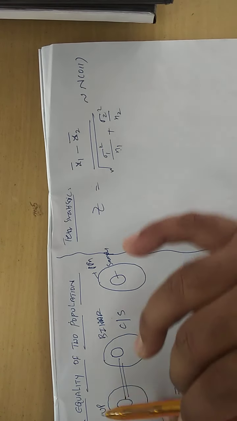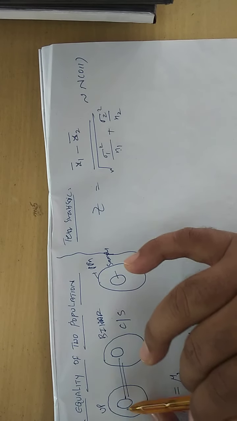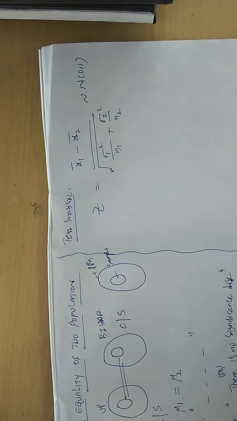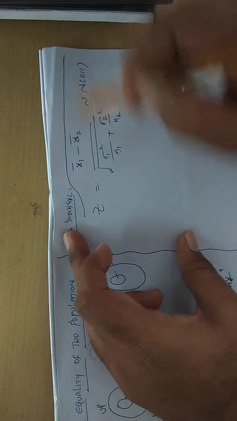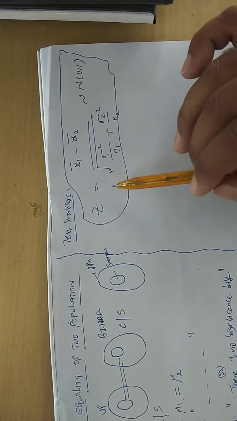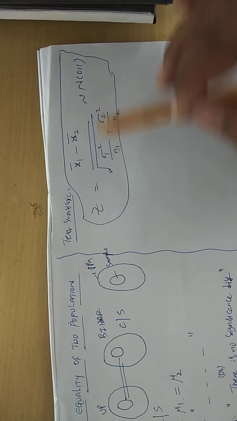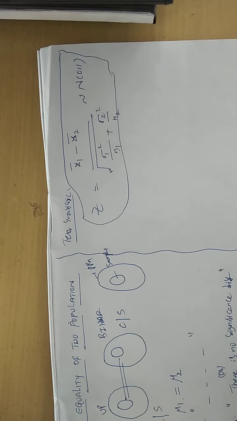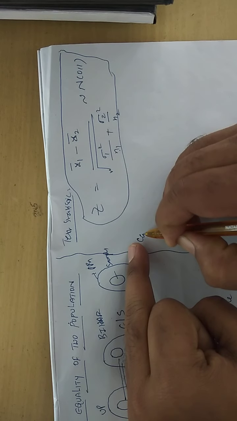What is n1? The first sample size. What is n2? The second sample size. Now this is called the formula. This you need to remember. Z is equal to x1 bar minus x2 bar by under square root sigma 1 square by n1 plus sigma 2 square by n2, which follows N(0,1). But here different cases are there.